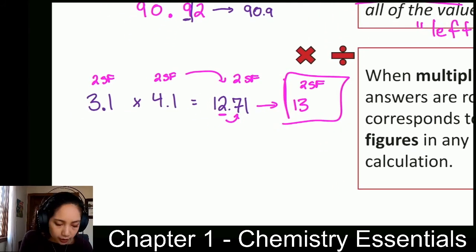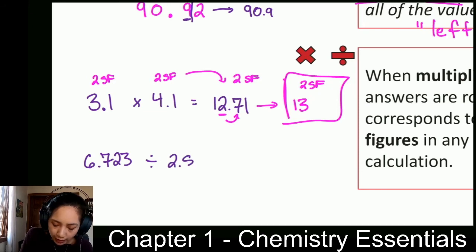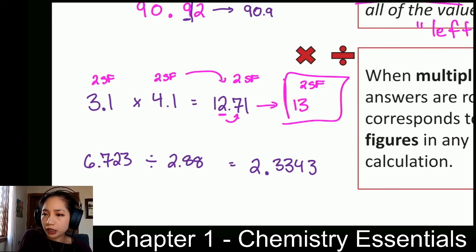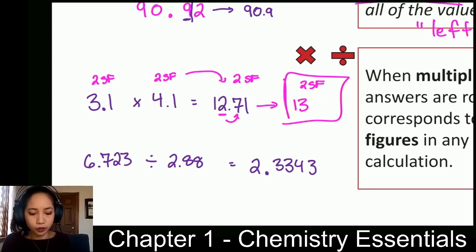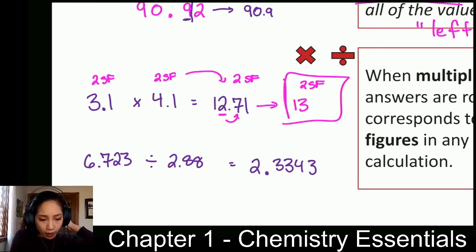So let's do 6.723 divided by 2.88. Let's just stick that into our calculator and put down a number so we know what we're working with. The answer here is 2.3343. Oftentimes when I'm doing a calculation, I'll just put a bunch of numbers down off of the calculator, because my calculator gave me a bunch of numbers. So I just put a little bit more than I'll need and then round in the next step where I need to.